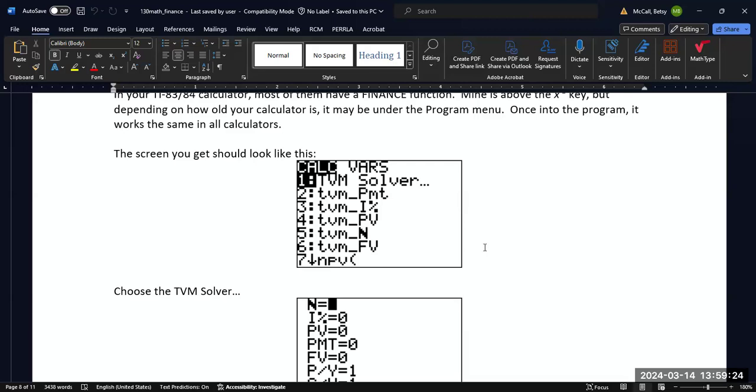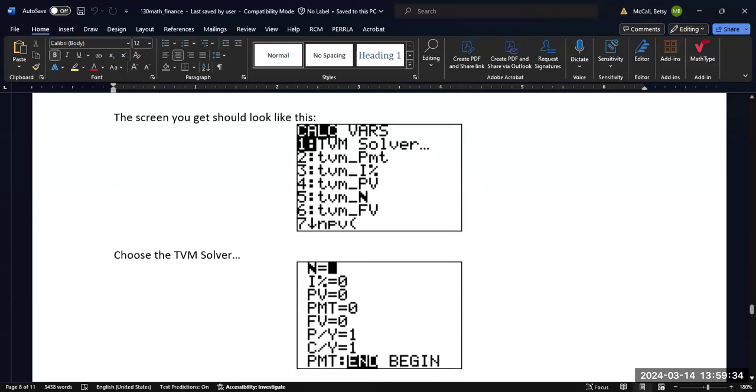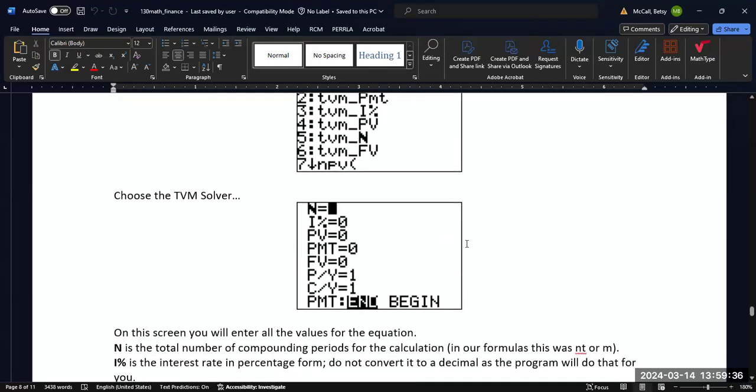Now, once you find that finance program and you click on this screen, we're going to use the TVM solver to do these examples. And when you click on it, if you've never used it before, you'll get a screen that looks like this. It'll be filled in with all these zeros and everything. That's fine. We're going to fill these values in as we do our examples.